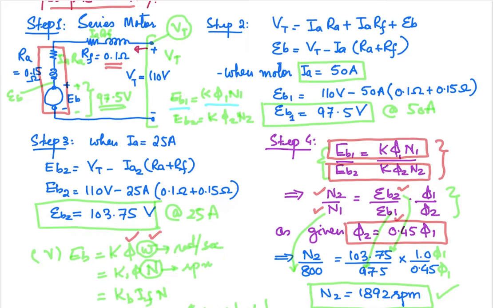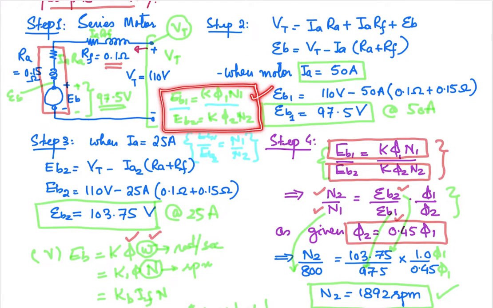If the flux is constant, this can be written as EB1 over EB2 simply equal to N1 over N2. If there is no change of flux, this equation is valid, and if there is a change in flux, then you can use the other equation to evaluate the new states. So you can find the back EMF, the speed or the flux at the given conditions.